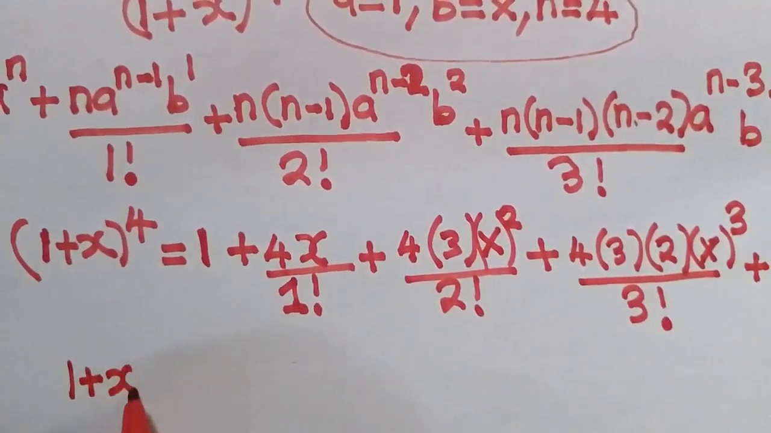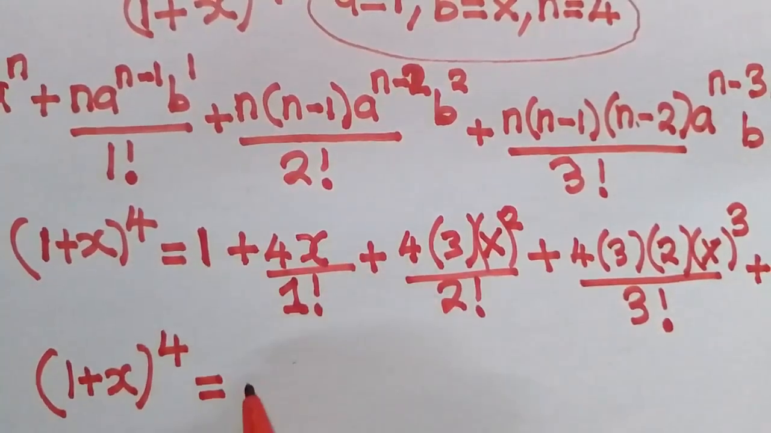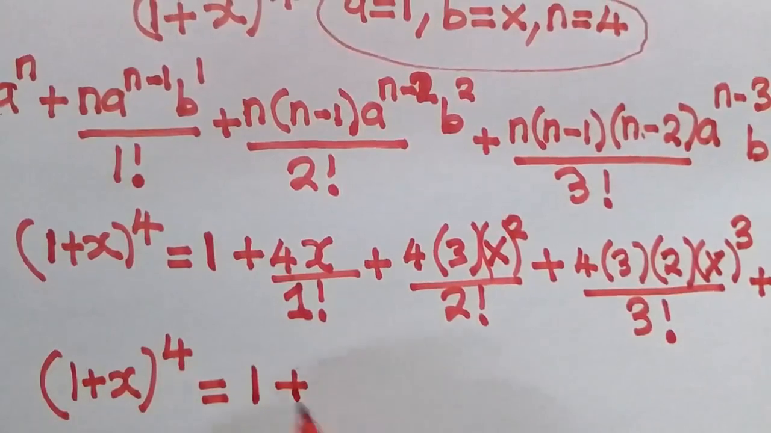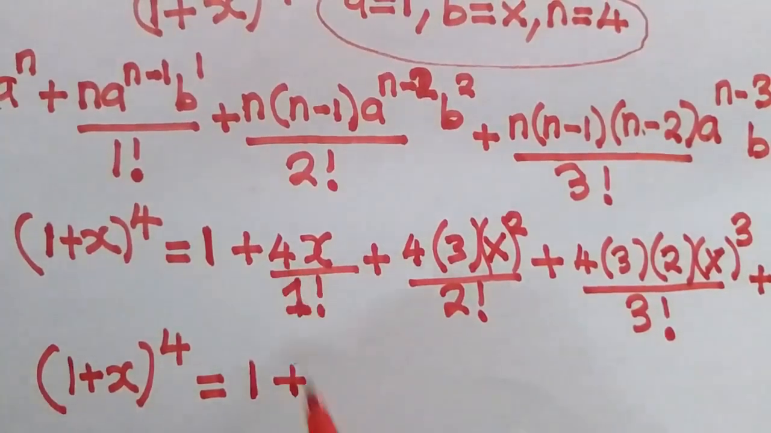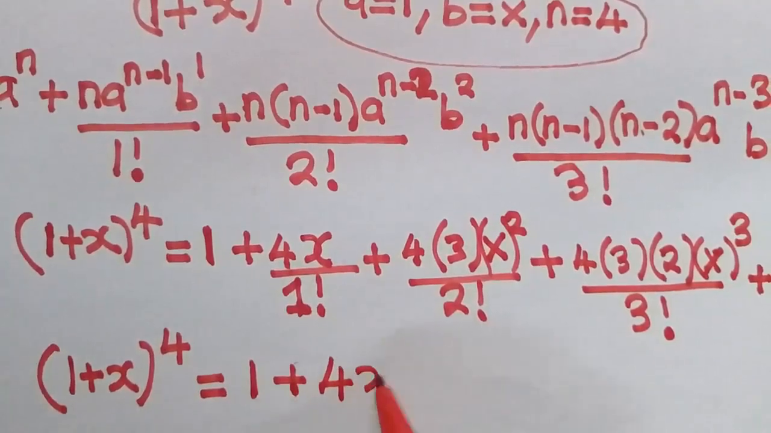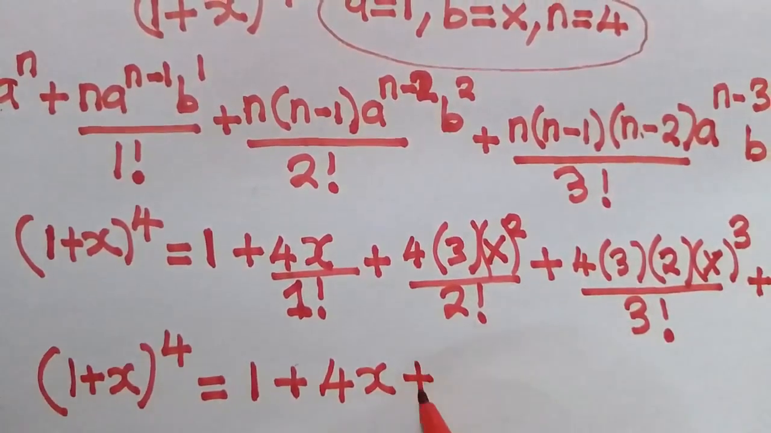1 plus x to the power 4 is equal to, what do you have there? It is 1 plus. What is 1 factorial? 1 factorial, it is 1. So 1 into 4, it is 4. So 4x. Then I say plus.